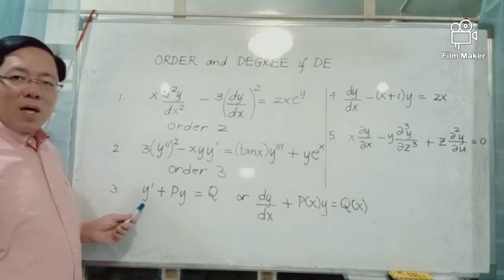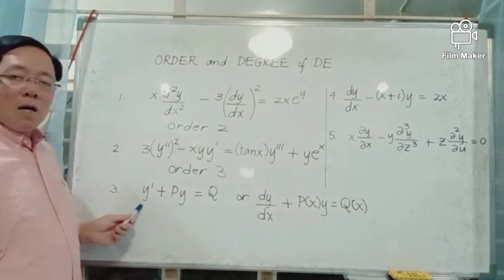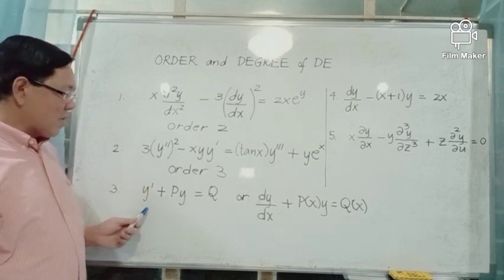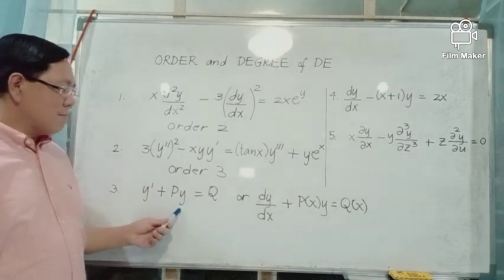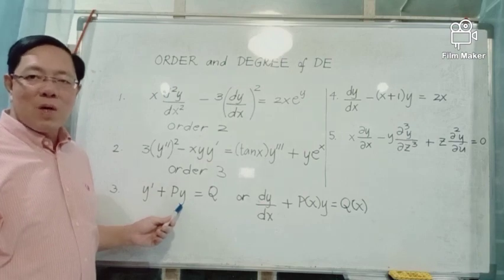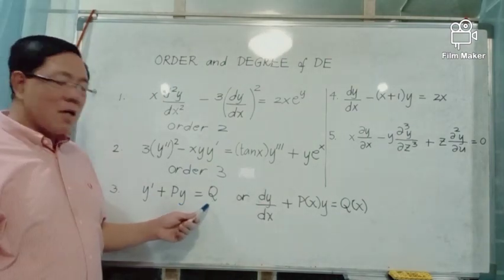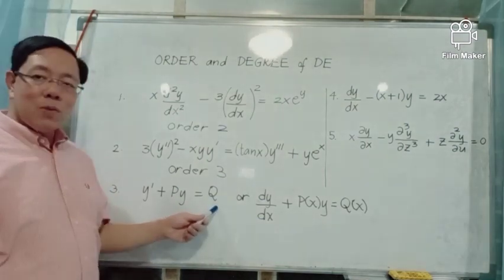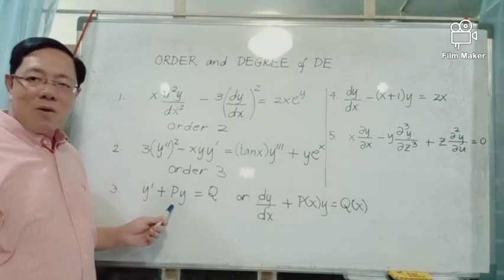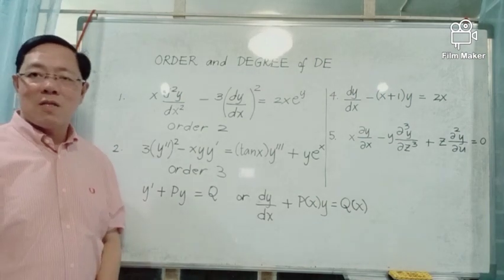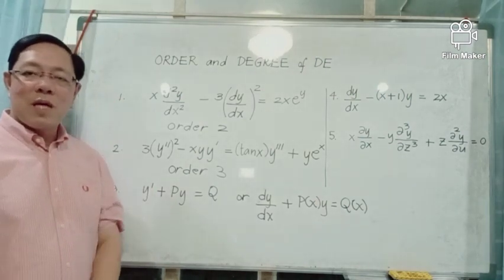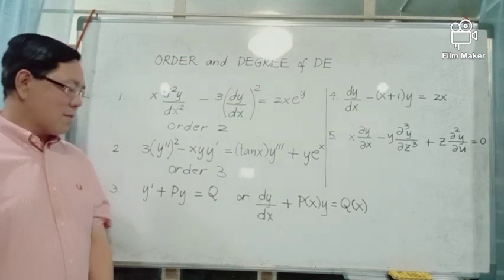We have y prime. Y prime denotes the first derivative of y with respect to x, plus py. Y is the given function. It is a function of only one variable x, equals q. Q at the right side of the equation and p, the coefficient of y, can be a constant, or can be 0, or they can be functions of x.